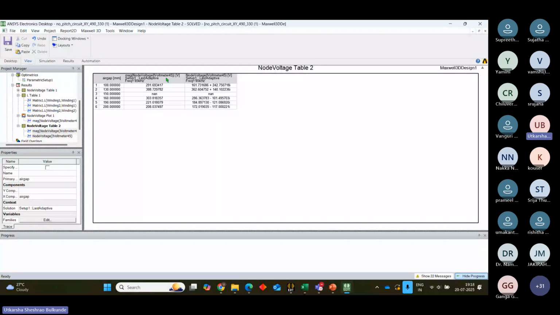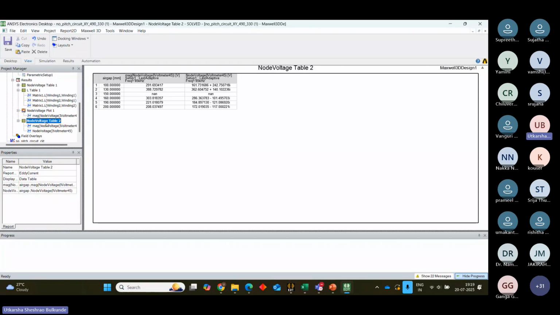So this voltmeter 45 is your output voltage, right? You can see how your output voltage varies with respect to your air gap. If you want to analyze how the output voltage varies with respect to x distance or y distance, that you can also analyze. Understood? From here, you can analyze your output voltage, output current, and output power.